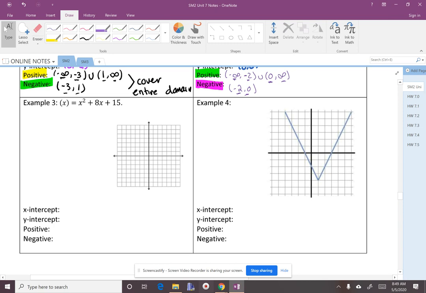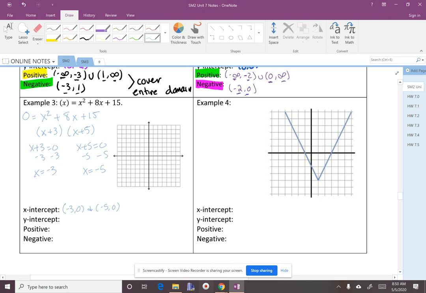Same thing, I'm going to find my x-intercepts, so I set it equal to 0. I get x squared plus 8x plus 15, and I've got to factor this, and it factors into x plus 3 and x plus 5, because 3 times 5 is 15 and 3 plus 5 is 8. I take each factor and set it equal to 0. And I get at negative 3 and at negative 5.